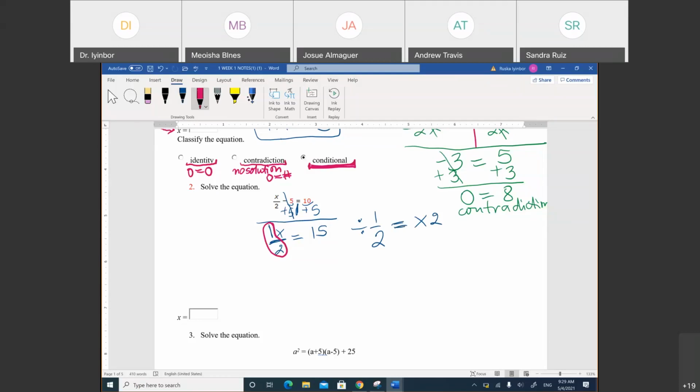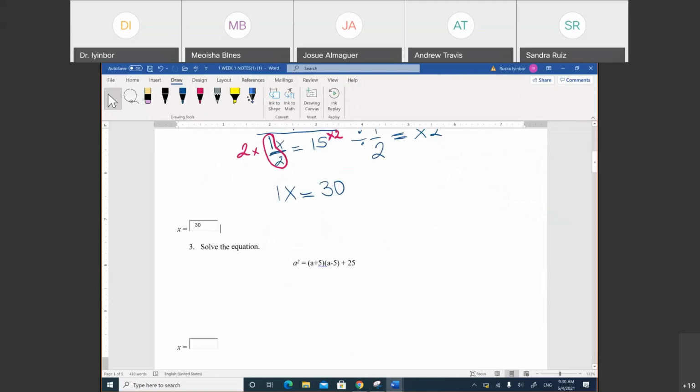So that's what I'm going to do. I'm going to multiply both sides by 2. Okay? See, when I multiply by 2, 2 times 1/2 is what? 1. 1x, that's right, equals 15 times 2 is 30. So that's what you get, x equals 30. Everybody understand that? Okay, going to number 3.